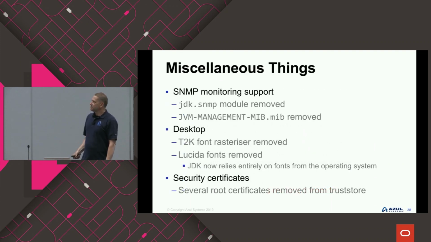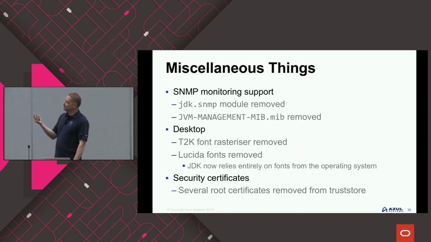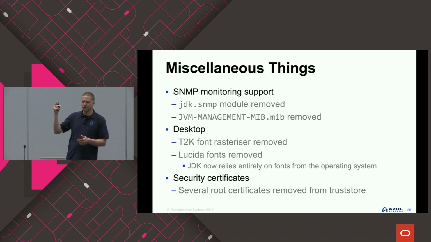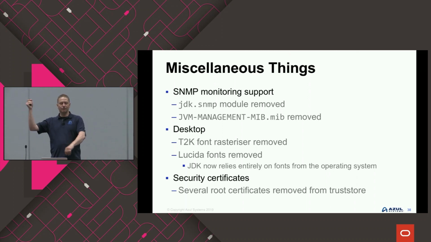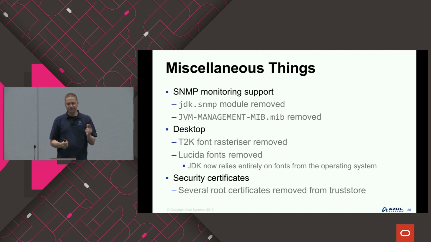A few other miscellaneous things got removed from JDK 11. SNMP monitoring support, that was a separate module that Oracle provided as an additional thing to the OpenJDK. The JVM management MIB got removed as well. On the desktop side of things, if you're using graphical applications, the T2K font rasterizer got removed. Again, if you're relying on any of the functionality from that, it's gone. And quite interestingly and importantly, the Lucida fonts were removed.